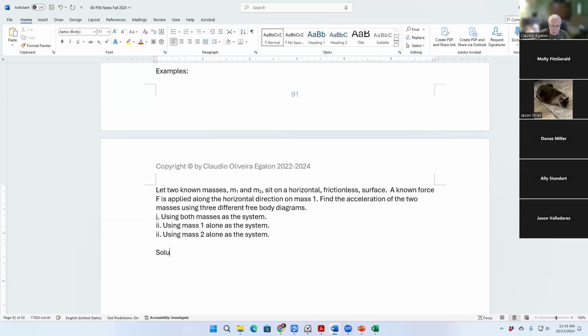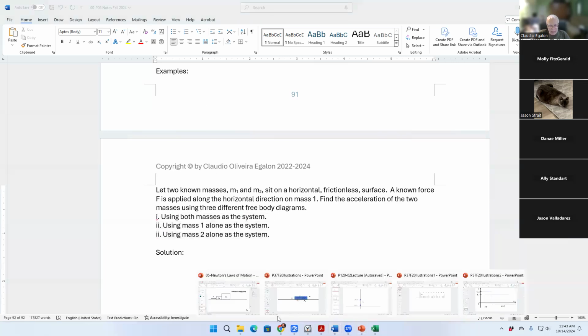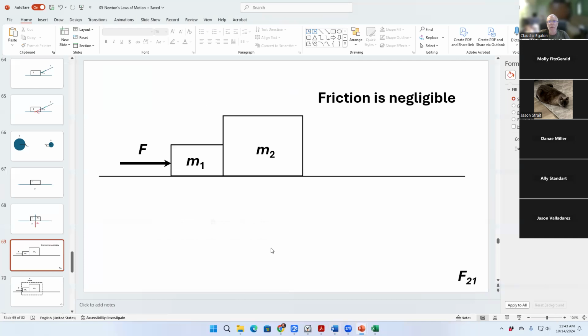Solution. The easiest one is this one right in here. That's the easiest one. The other two are not that intuitive, and I hope you understand, because I'm going to do it in 3 different ways. Okay, here you go.